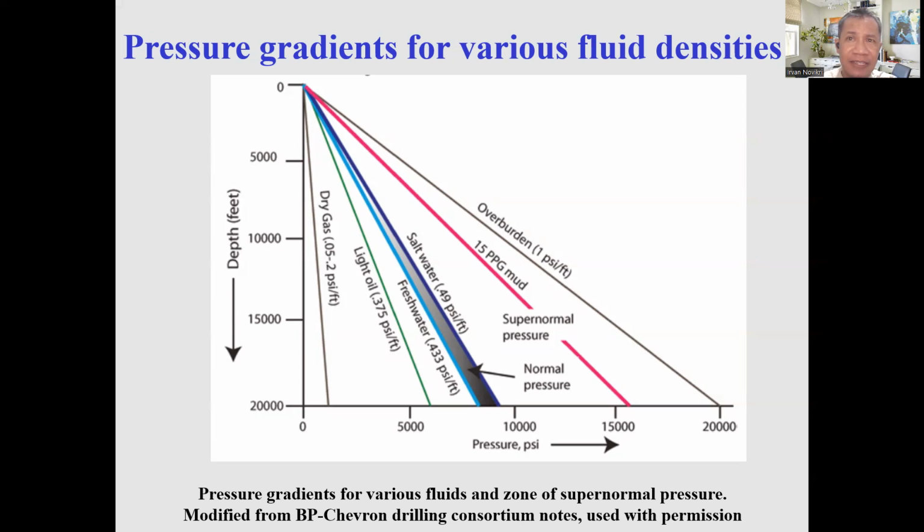Pressure gradient represents the change in pressure over a given distance and varies depending on the type of fluid being considered. And the zone of supernormal pressure indicates an area where the pressure is higher than expected.